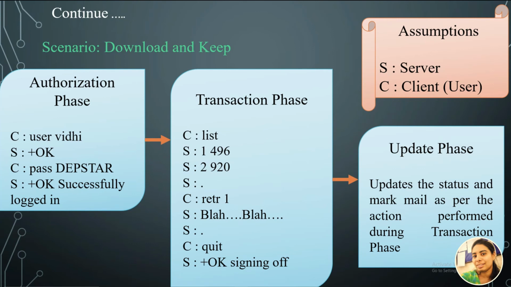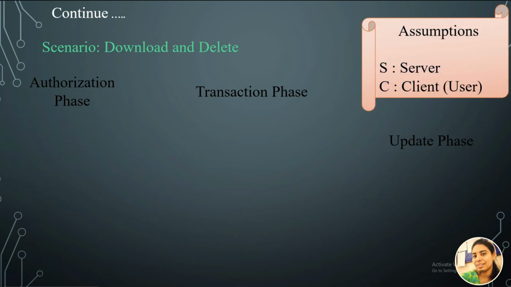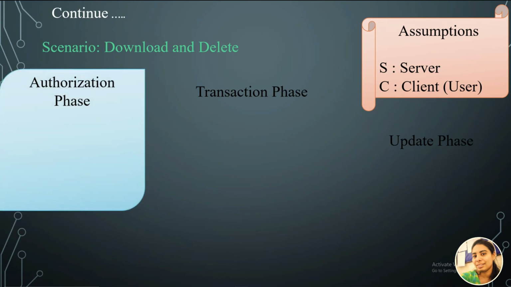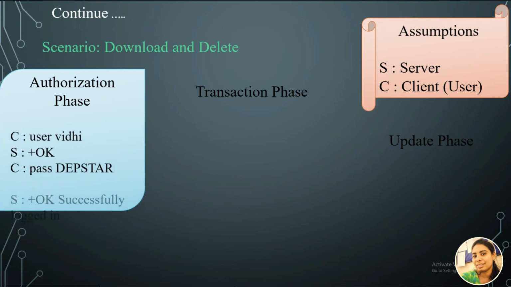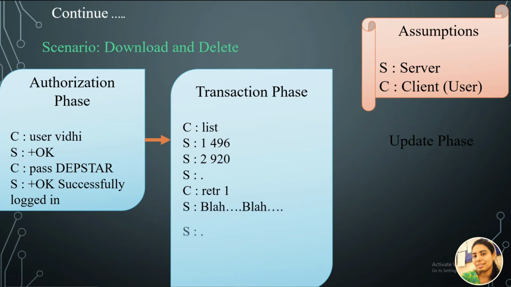Similarly, for the download and delete scenario, let's assume that S stands for the server and C stands for the client. Firstly, the user enters the authorization phase in which the user enters the user name and the password. After successfully logging in, the client enters the transaction phase. To list the mail, the client enters the LIST command and then the retrieve command to retrieve the particular message. After retrieving the message, the client enters the delete command to delete the particular mail.